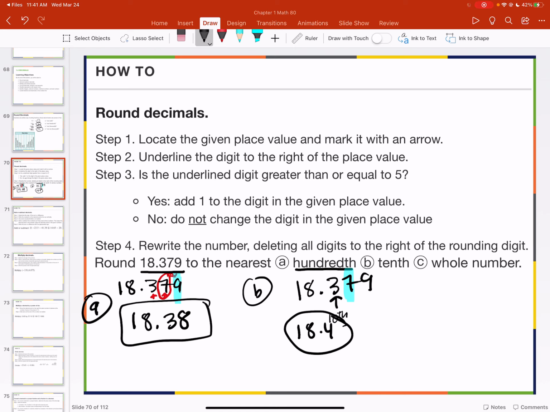Now the nearest whole number, if we start with the same decimal, the nearest whole number is this one, the ones. So we look at the 3, the one immediately to the right, to tell us whether to go up or down or stay the same. Since 3 is less than 5, we just keep it as is, 18, and everything else goes away.